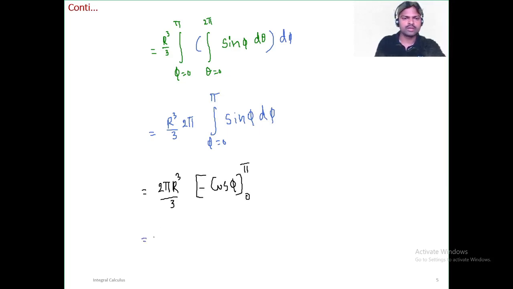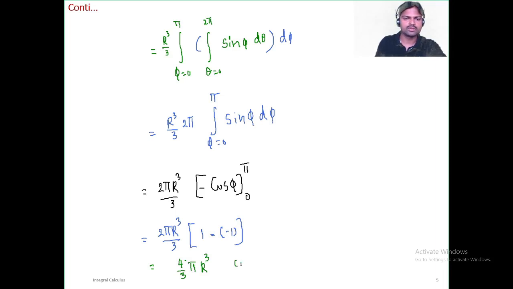Now substitute back. So 2 pi r cube by 3, r cube by 3, and cos pi is minus 1, minus of minus plus, and minus, right? Minus, and cos 0 is 1, so minus 1. So finally we will get 2 here. So overall, 2 into 2, 4, so 4 by 3 into pi r cube.